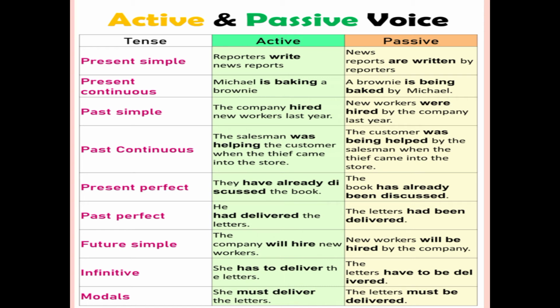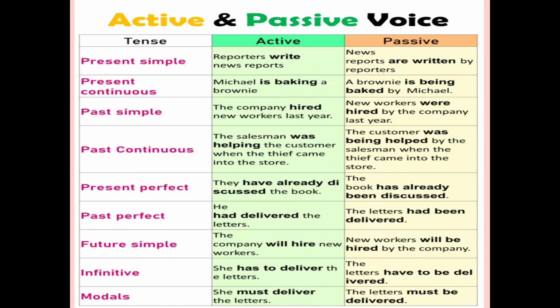If your object is singular, we put a singular helping verb, but after the helping verb we have to put being. You can see the example: Michael is baking a brownie, so a brownie is being baked. The verb will also change: whatever the sentence is, your verb will be the third form of the verb. That's why we are just putting baked, so baked by Michael.